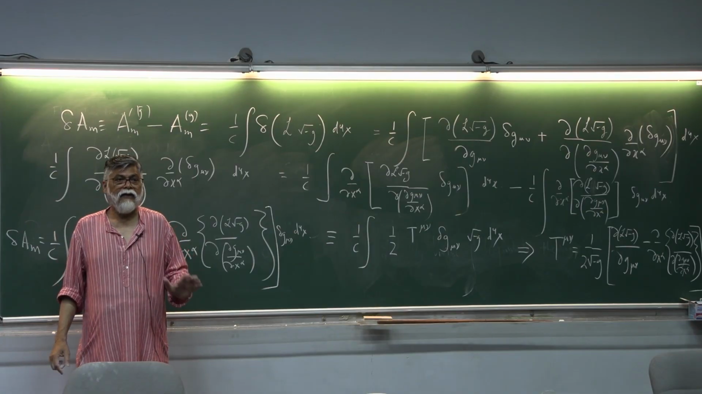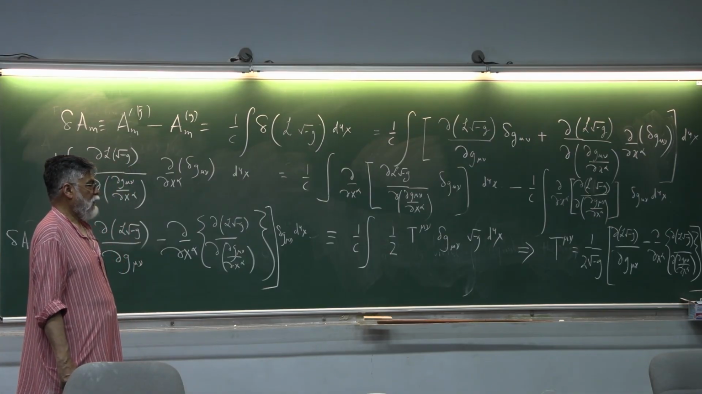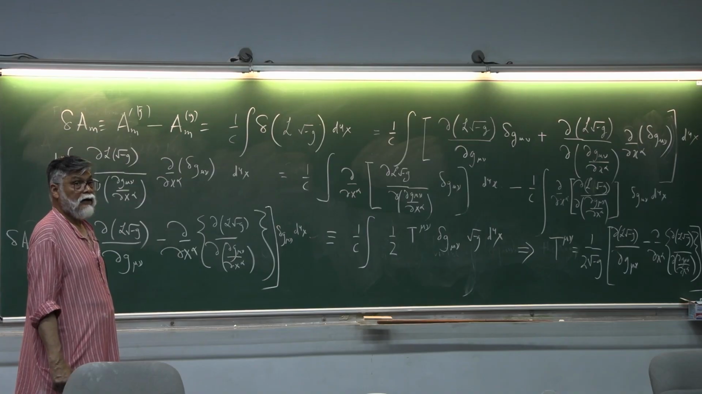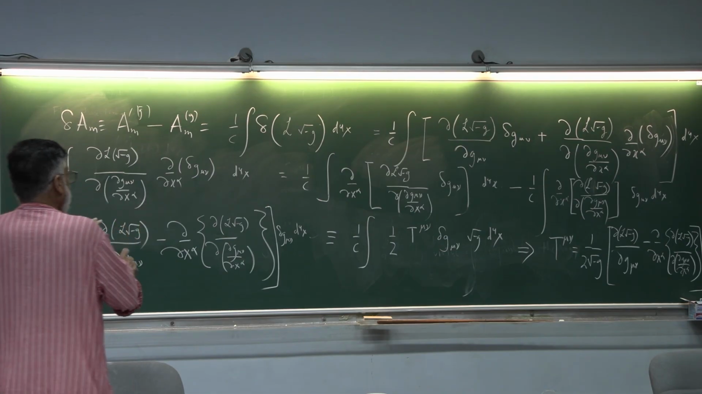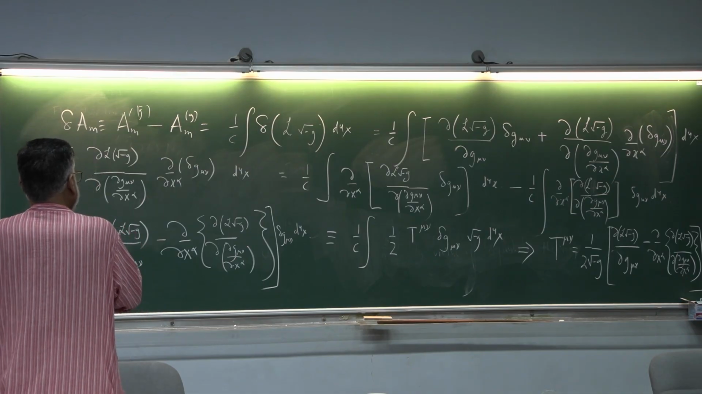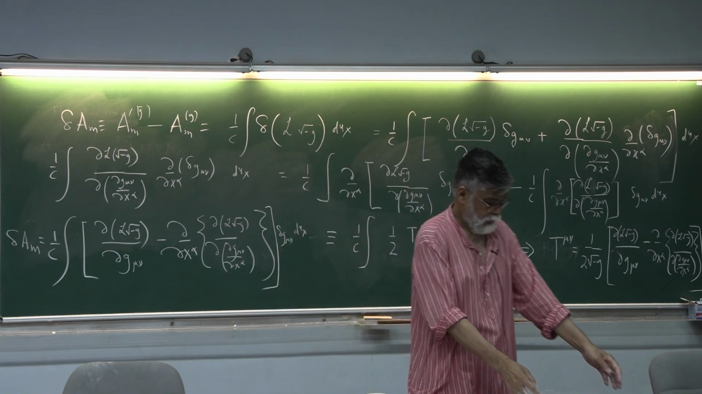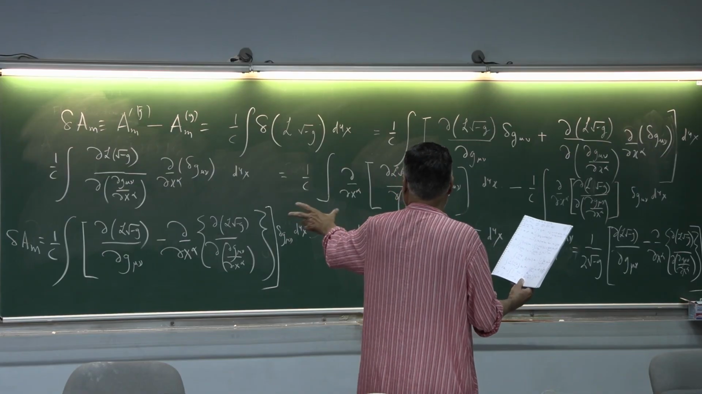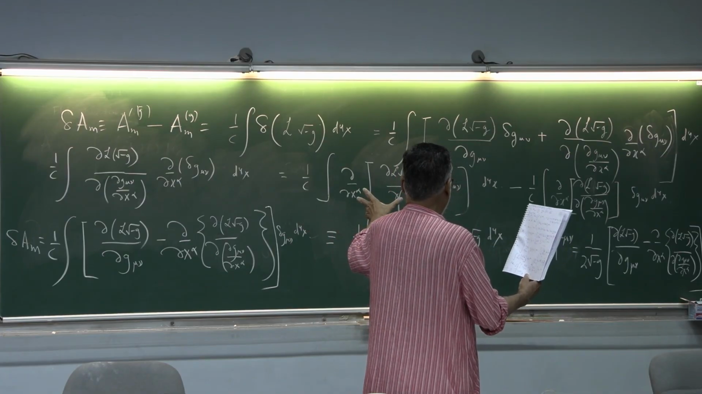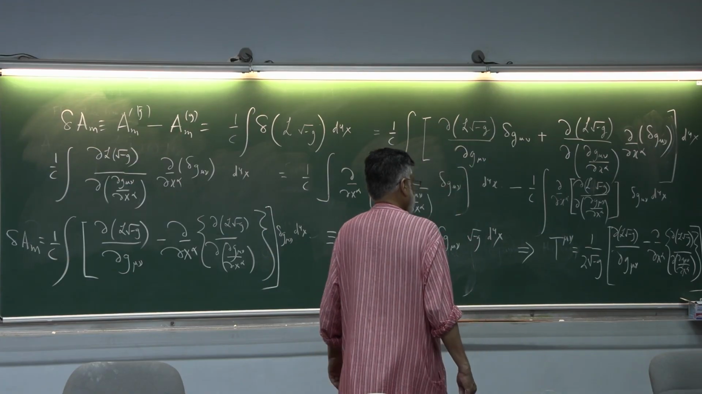Is there a half factor mismatch, like if you define it with a half? Let me check numerically. Because these are conventions, I have to see whether I have stuck to the convention. So according to my notes, this 1 over c factor is 1 over 2c T mu nu. Yeah, I think this is all right.